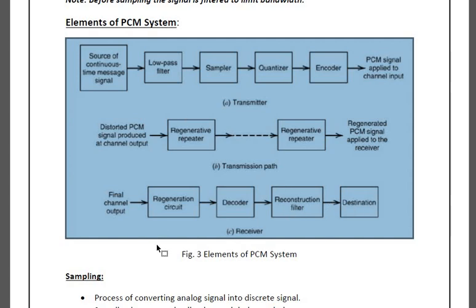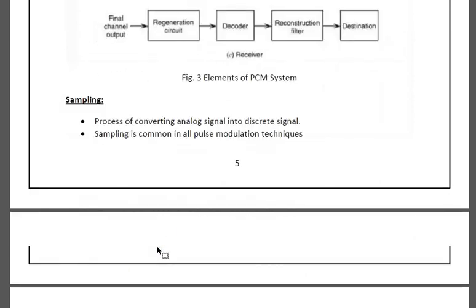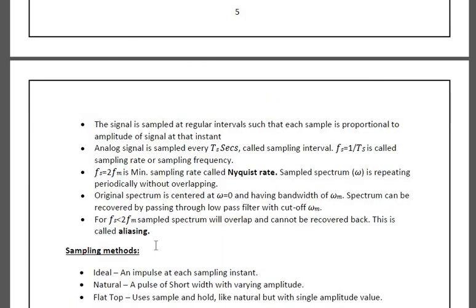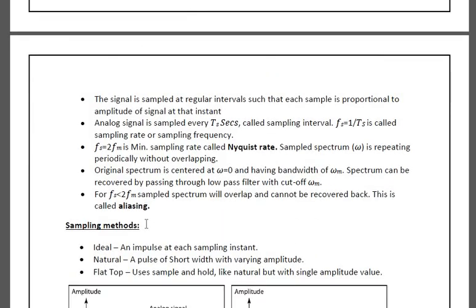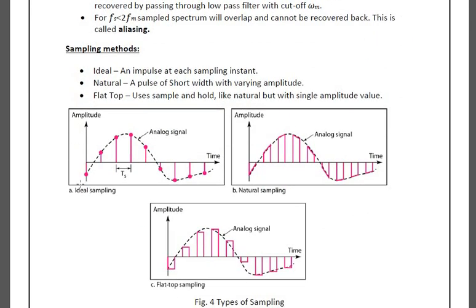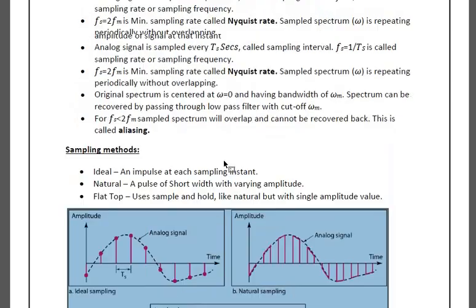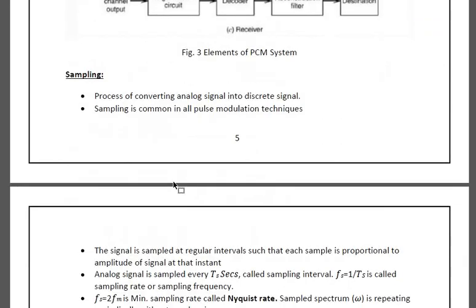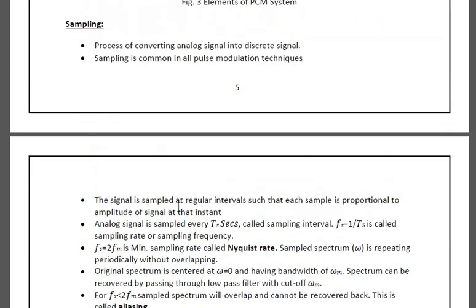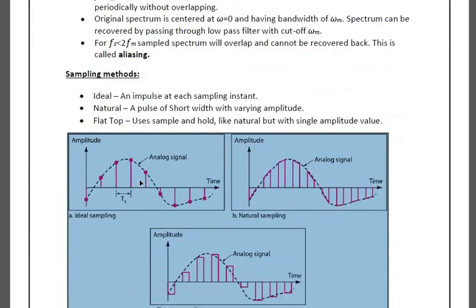So this was about the elements of pulse code modulation. Here, everything is given. What is sampling? I have given a clear idea about the overall elements of pulse code modulation. If you want, I can explain clearly the process of converting the analog signal into a discrete signal. Anyhow, you have already learned about sampling in your last semester itself.